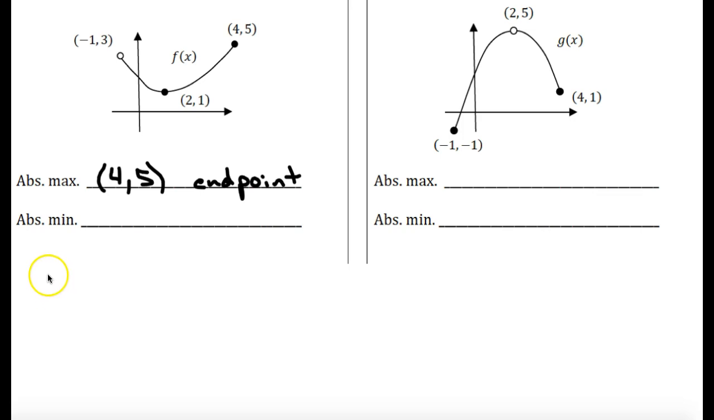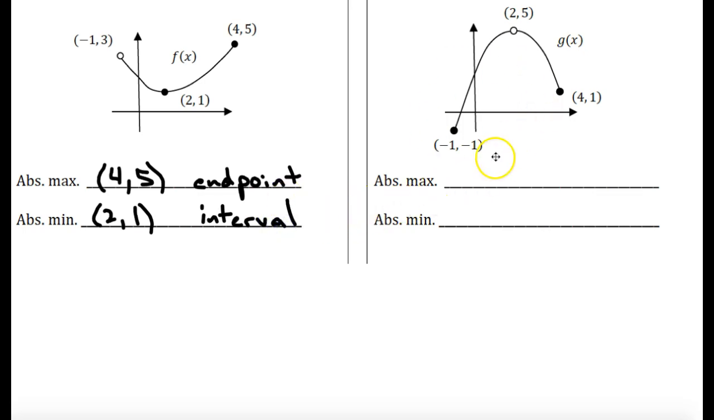Now what's the absolute minimum across this entire interval? Well, it actually happens right here. This is the smallest y value that we reach. That occurs at the point (2, 1). And let's again just make a note that that happens on the interval. It's not at one of the endpoints.